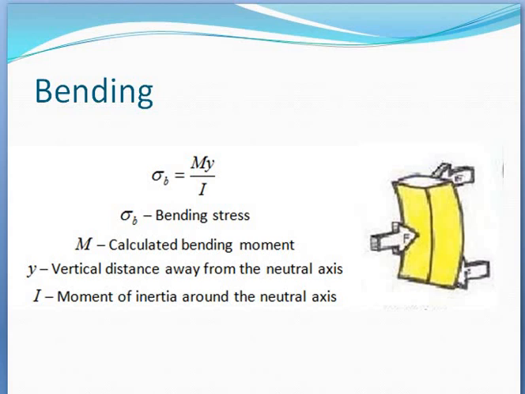The bending stress is calculated using the equation sigma b is equal to M into y divided by I, where sigma b represents bending stress, M is the calculated bending moment, y is the vertical distance away from the neutral axis, and I is the moment of inertia around the neutral axis. Here I would like to tell you that all these equations are available in the data handbook. So it is better to use the data handbook from the beginning. You can refer to either K. Mahadevan and Balaveera Reddy or H. G. Patel for this. These equations are available in the data handbook.